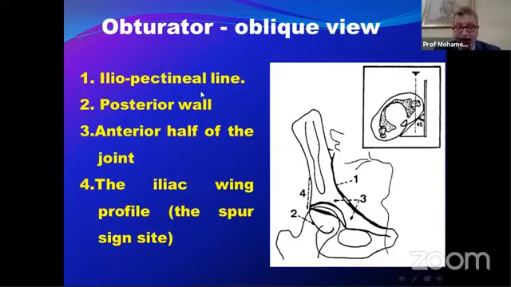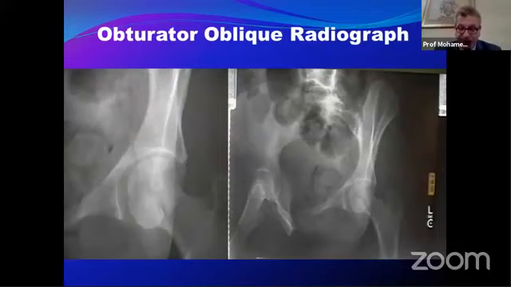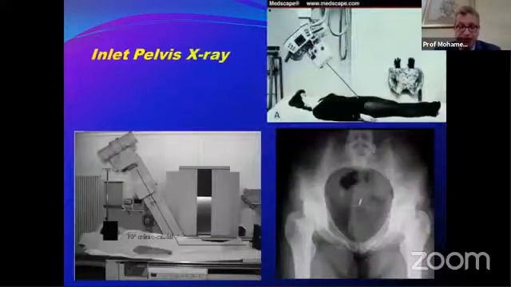I see in it the iliopectineal line of the anterior column. This is the iliopectineal line. I see the posterior wall, posterior lip. This is the posterior wall or the posterior lip. I see the anterior half of the joint and the iliac wing profile, which is called the spur sign. We will talk about the spur sign because it's a very important sign, in detail. This is the obturator oblique radiograph.